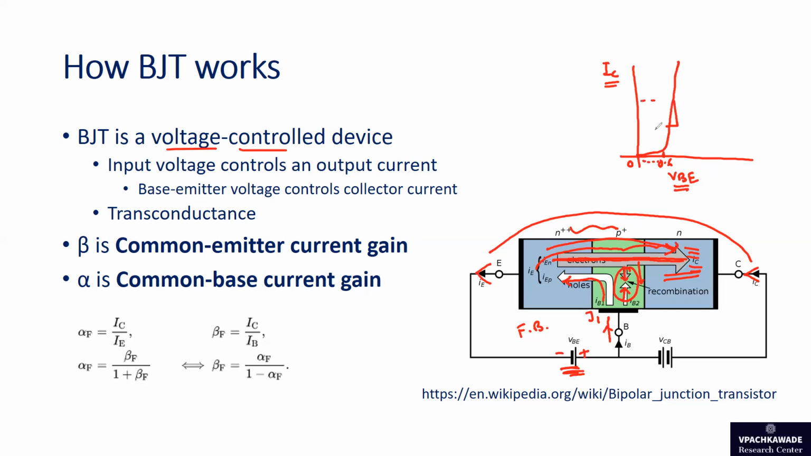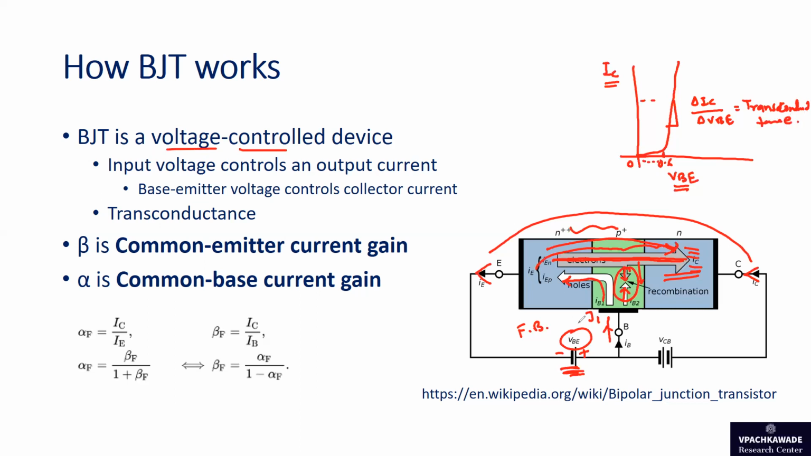And here you can get the slope, delta IC over delta VBE. That is called the input transconductance. So that's how you get this connection. We say that the input voltage controls the output current, and that input voltage is your VBE, and this is called transconductance.